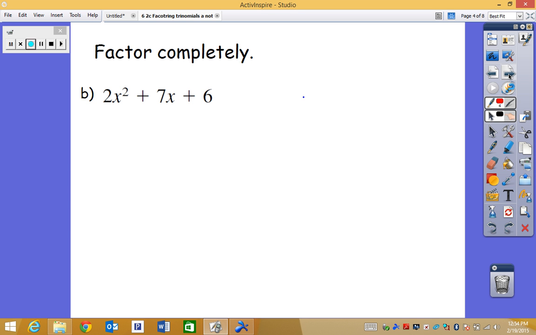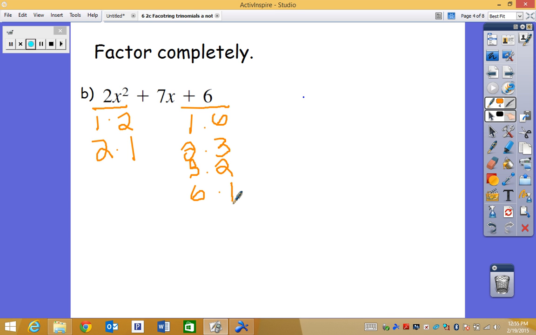So 2x squared plus 7x plus 6. Again, there's not a greatest common factor. So let's find factors of 2: 1 and 2, 2 and 1. And factors of 6: positive 1 and 6, 2 and 3, 3 and 2, and 6 and 1. And then we want to multiply the outside numbers plus the product of the inside numbers. We want those to equal 7.